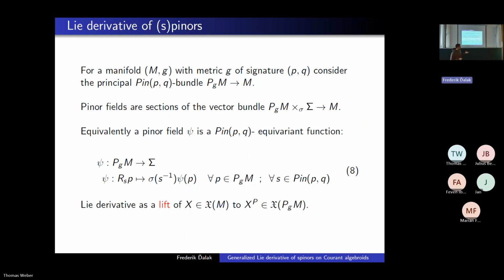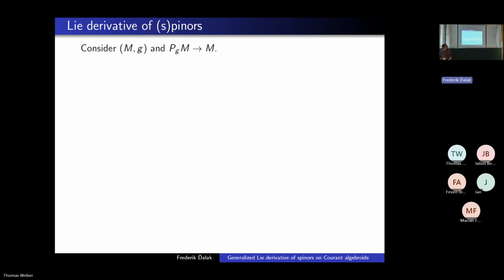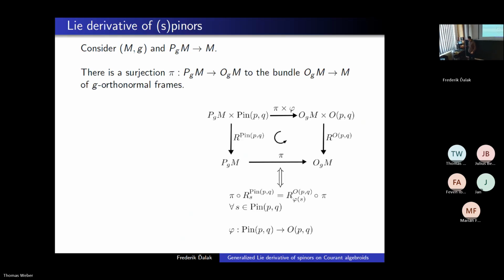Right, and now, as I mentioned, our goal will be now to lift a vector field from our manifold to the total space of this pin bundle, and then the action of this vector field on spinor fields seen as functions like this is going to provide the corresponding Lie derivative for us. So let's see how this lift of the vector field may be constructed. So once again, our initial data is going to be the choice of the manifold with the metric and the pin bundle of the manifold.